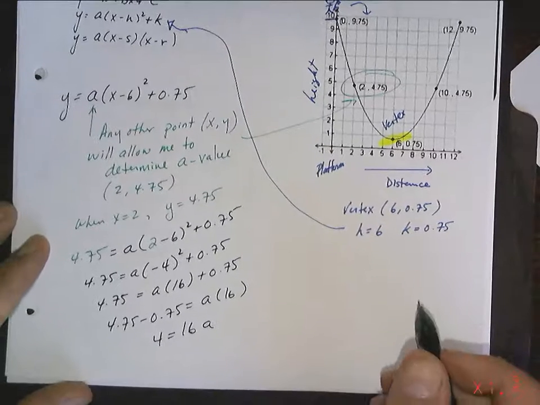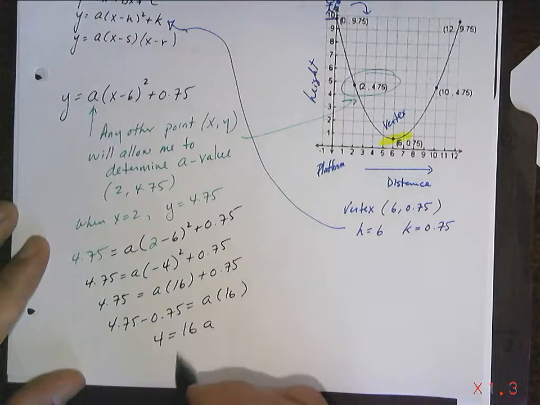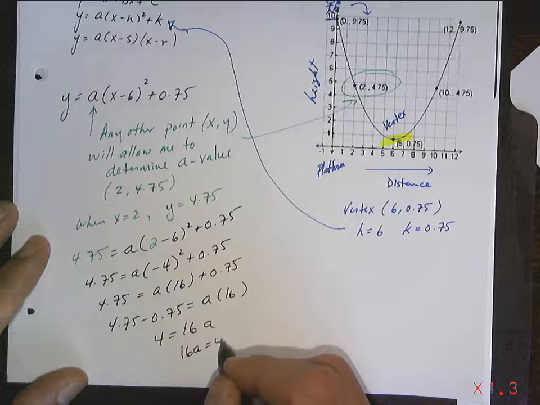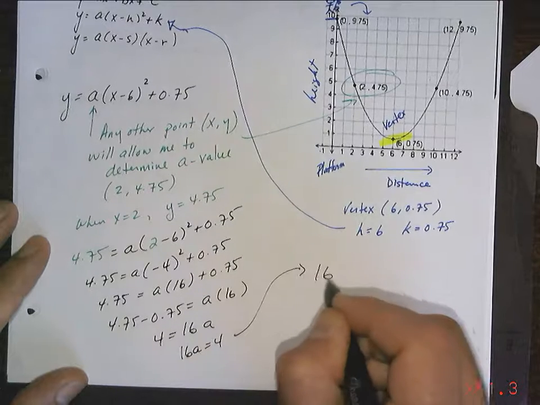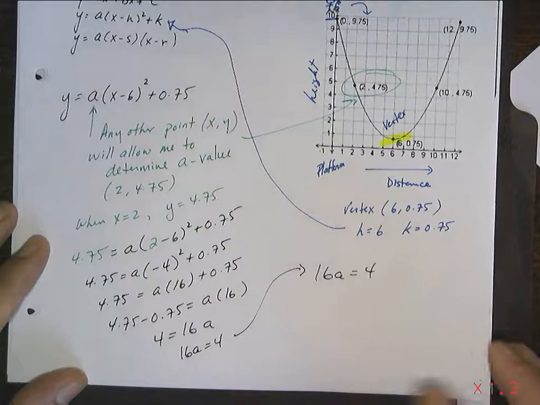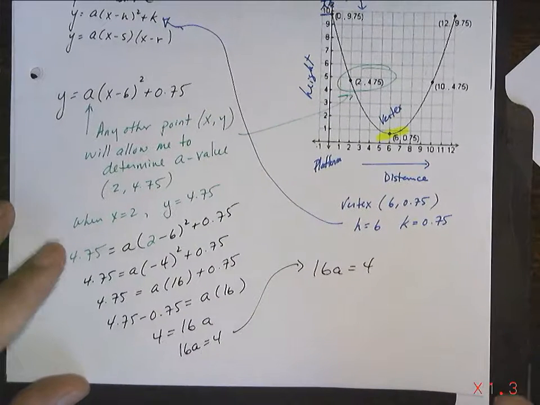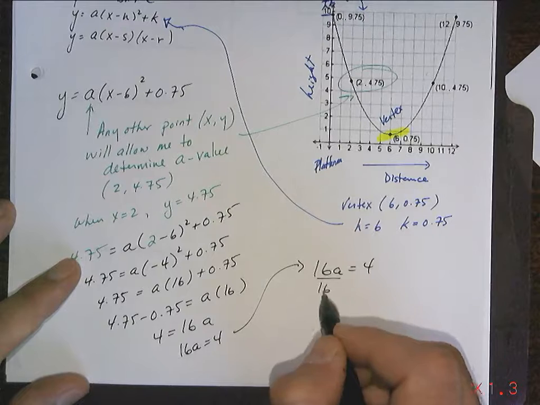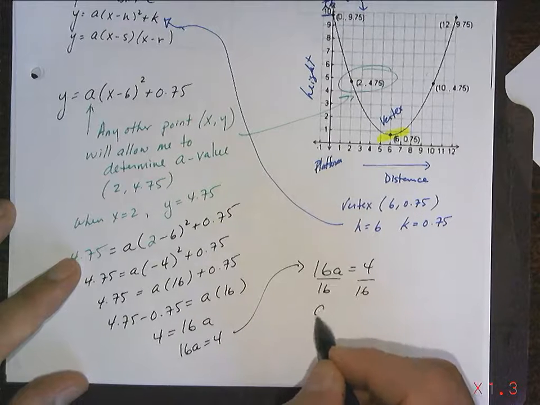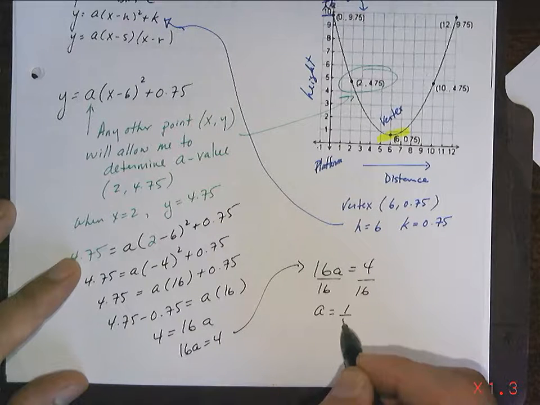Not sure why I'm writing on a diagonal, but I am. We're going to divide both sides by 16. First I'm going to change it so it's in a form that you're used to, and I'm going to make it level because I'm starting to get seasick. I'm going to divide both sides by 16. a equals 1 over 4.